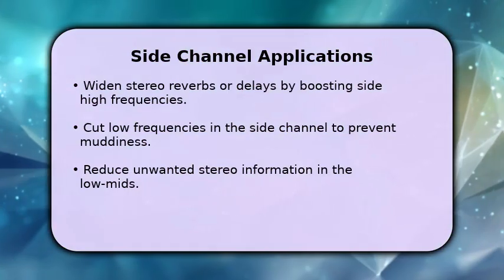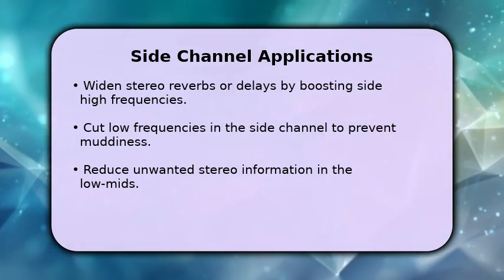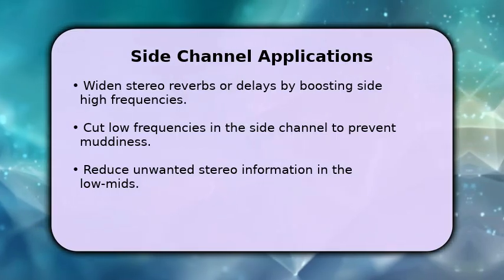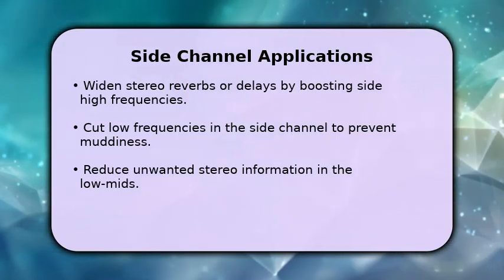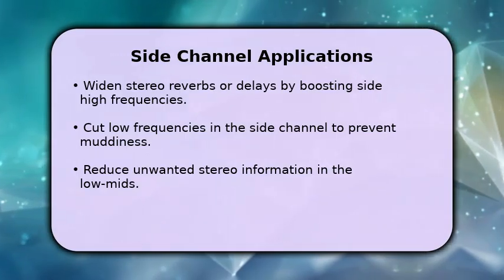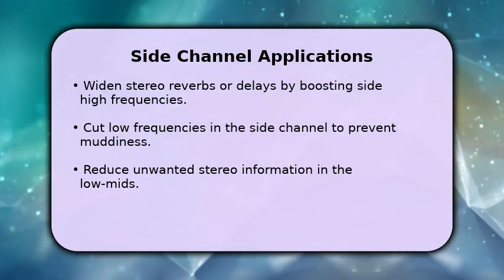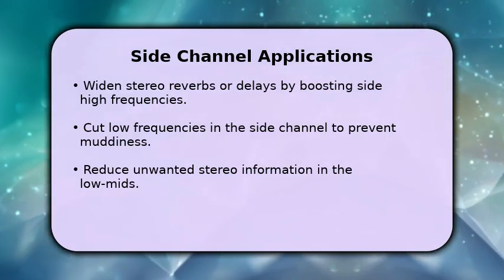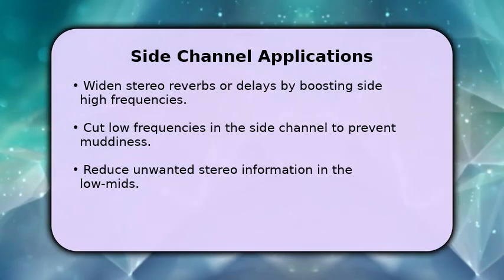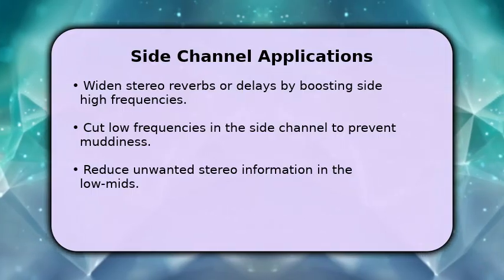Now, let's explore the side channel, which controls your stereo width. A common technique is to apply a high-pass filter, often around 100 to 200 Hz, to remove any unwanted low-frequency stereo information that can make your mix sound muddy. To enhance the spaciousness of elements like pads or background vocals, you could gently boost the high frequencies in the side channel. This allows you to create a wider, more enveloping sound without cluttering the center of your mix.